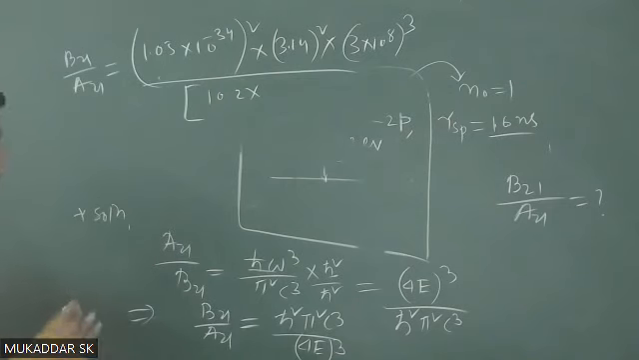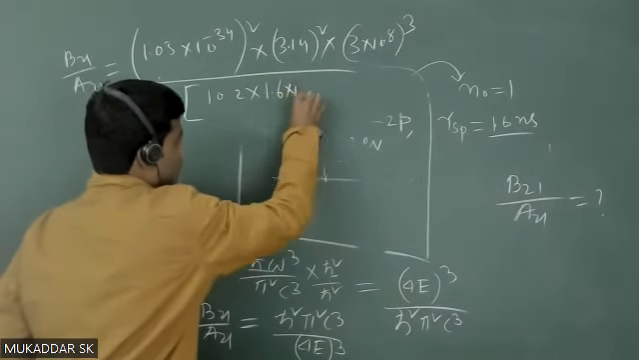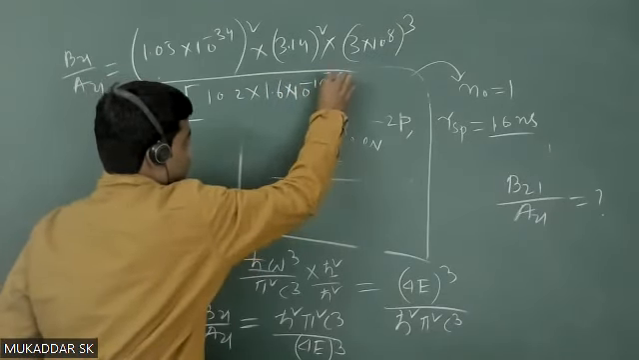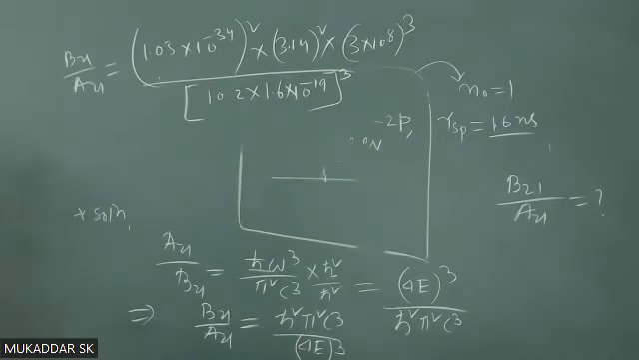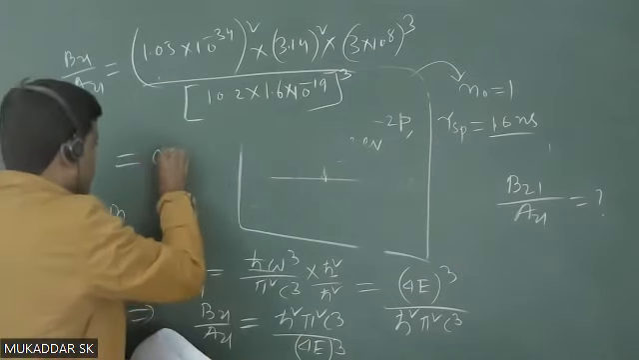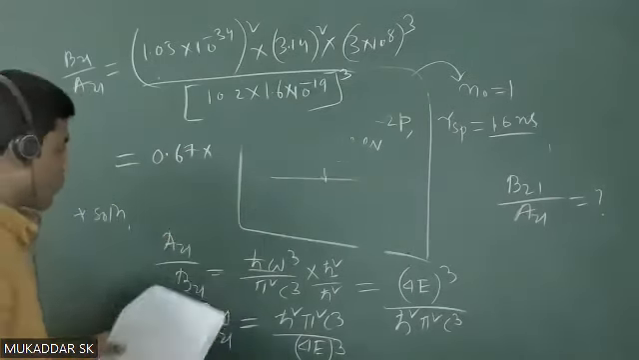So from electron volt you have to go to joule. How will you go? You have to multiply by 1.6 × 10^-19. And this should have a cube also, because it is delta E to the power cube. So if you calculate this, you will basically get 0.67 × 10^12.